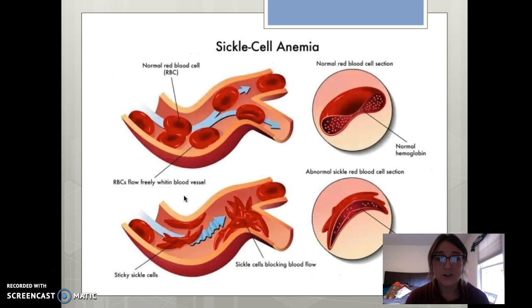Here I have a picture of normal red blood cells within a blood vessel, compared to sickle red blood cells in a blood vessel. As you can see, the normal red blood cells are flowing very easily throughout the blood vessel, versus sickle cells are all getting clumped up and stuck and blocking the blood flow.